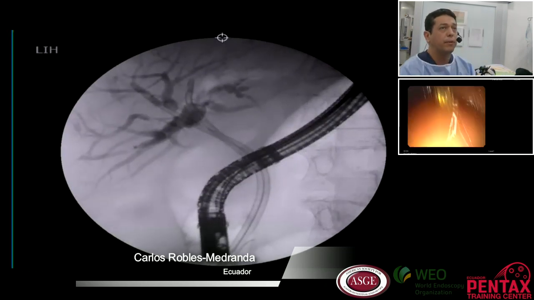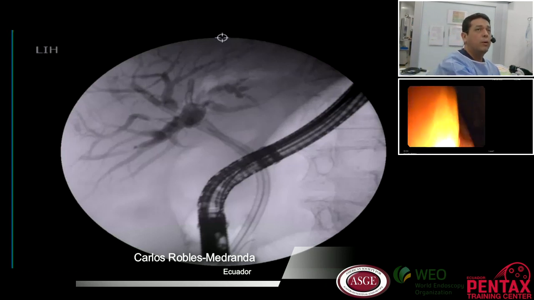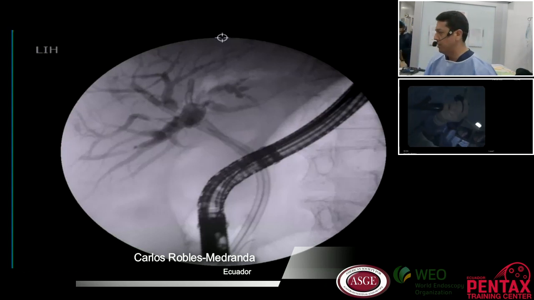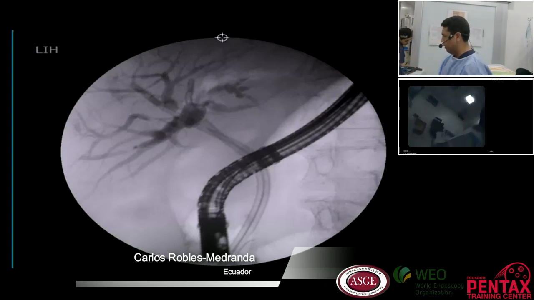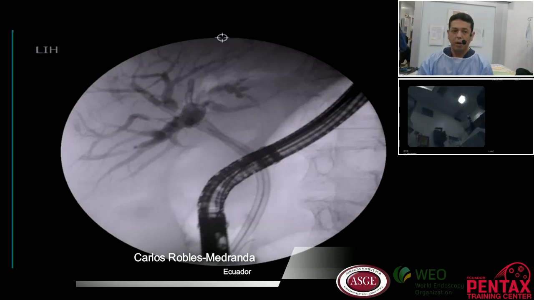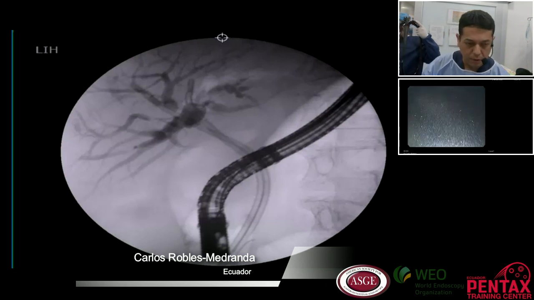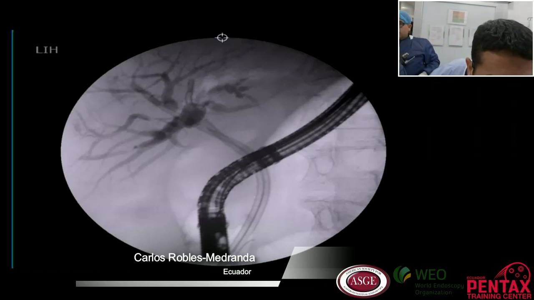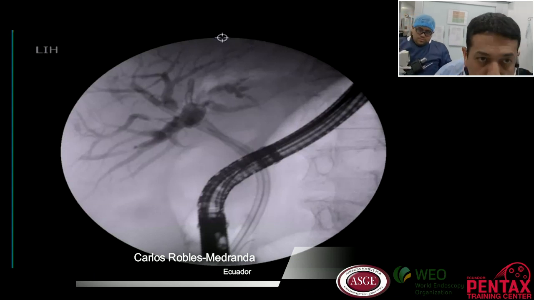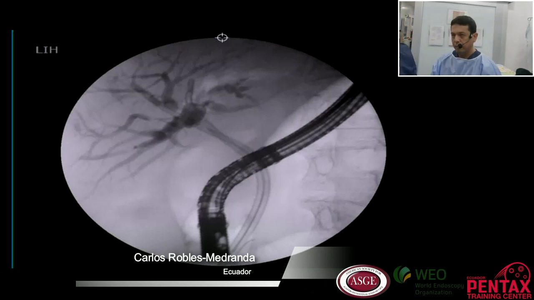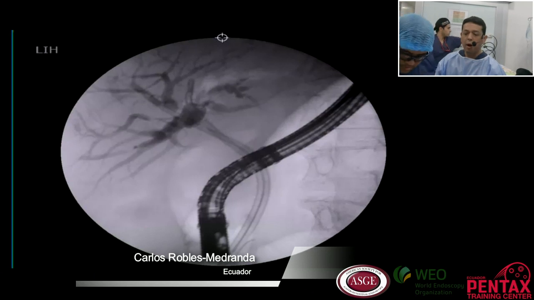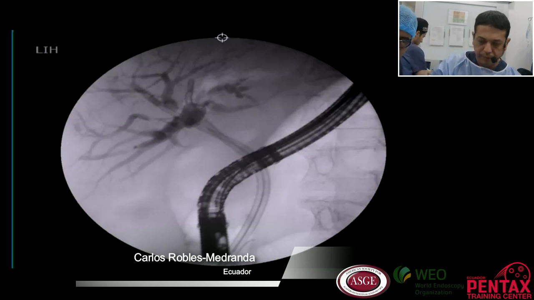You see, there is air, so I am very, very happy with the treatment. But now we have to solve another problem of this patient, that is the gallbladder is not draining. So we will perform a gallbladder drainage. So if you have questions, you can list the questions and we will try to give some response as soon as possible.